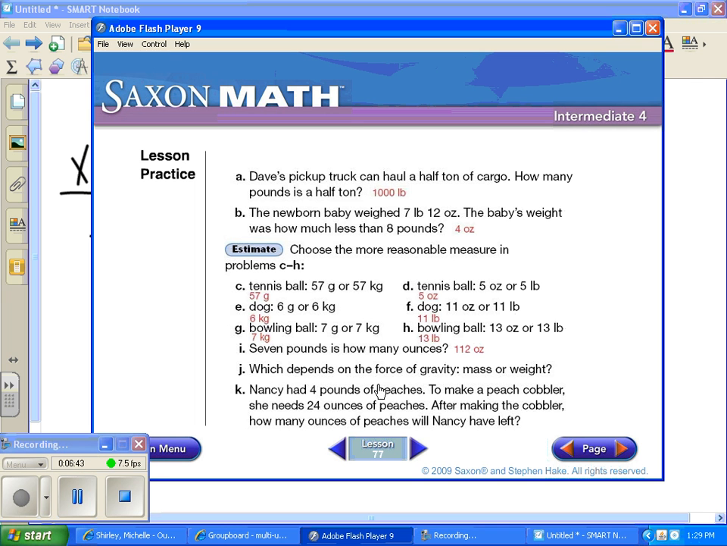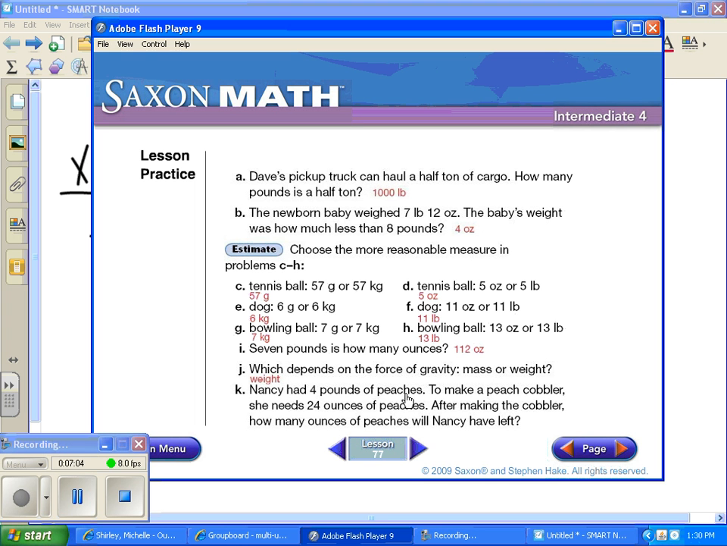Which depends on the force of gravity, mass or weight? Well, mass is connected to weight, but gravity is a direct measure of weight. Okay? And we talked about that, how if you stand on a scale, it is measuring gravity.